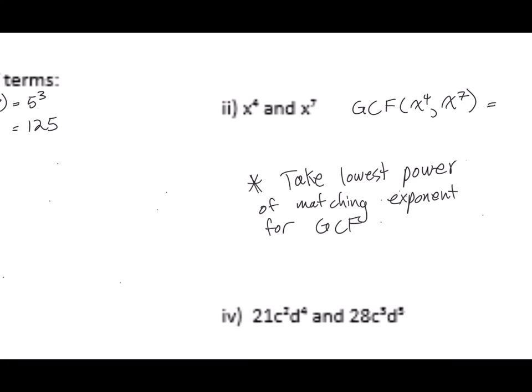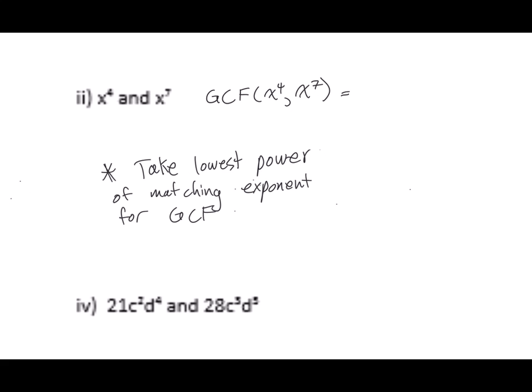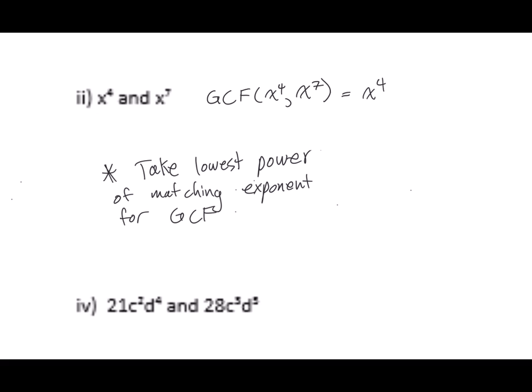All right. So we literally have us taking the lowest power. We have x to the 4 and x to the 7. The lowest power is x to the 4. And we're done. That is our GCF. The problem that we're going to do is we're going to combine both numbers and variables to get our GCF. So let's go and do that now.